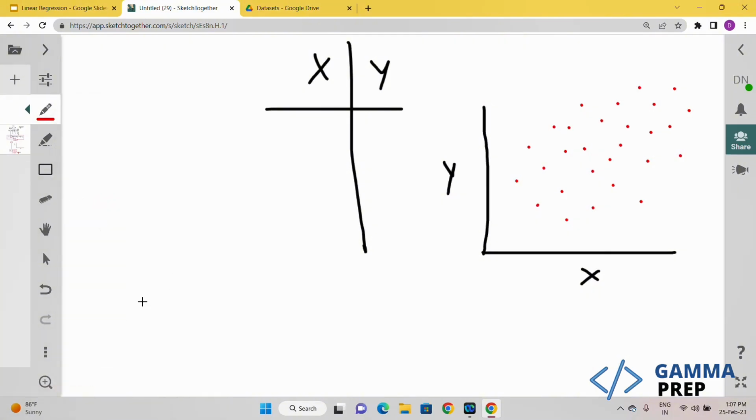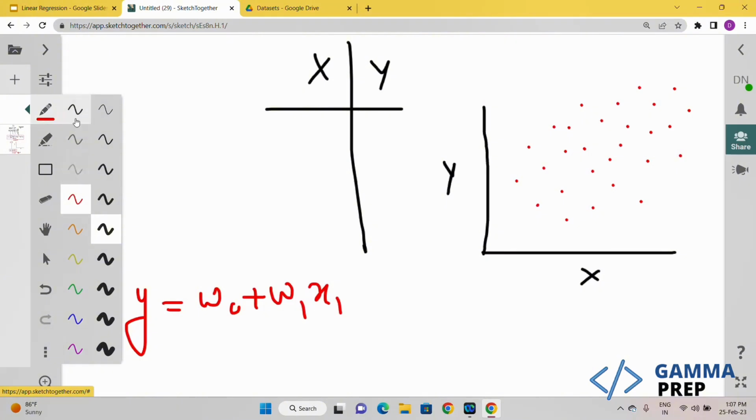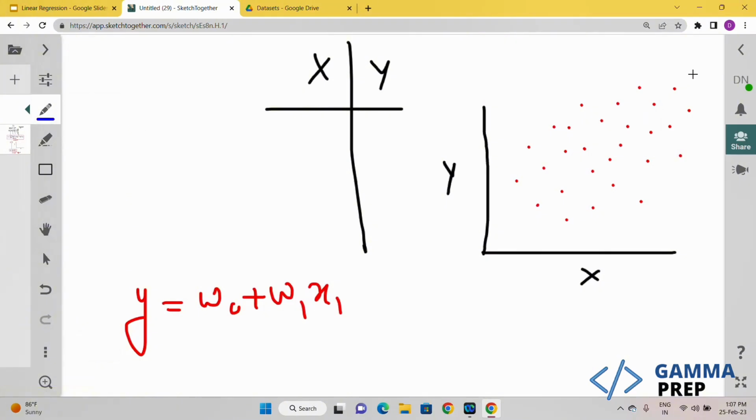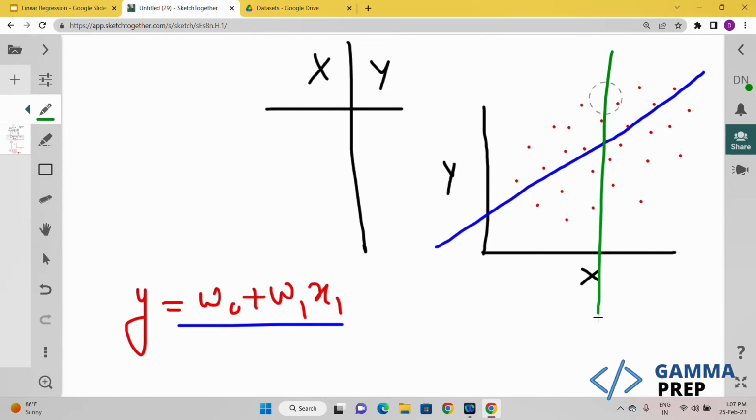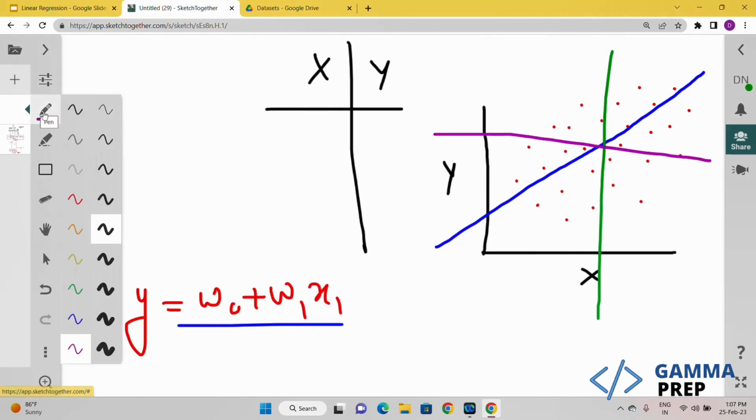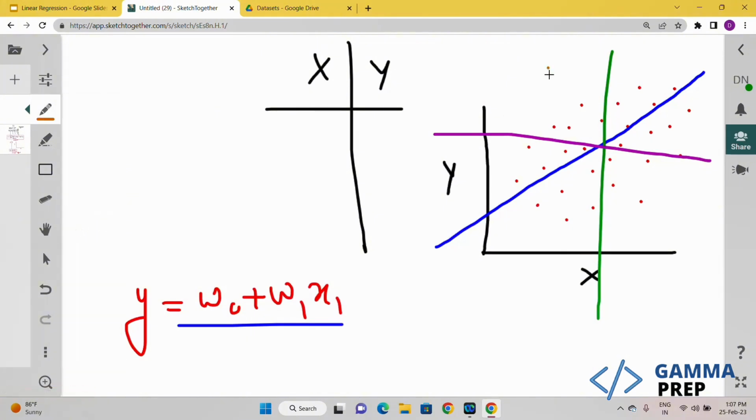Now, how will the model look? The model will look like y equals w0 plus w1 x1. Okay, this is how our model looks. Now, let's say this could be our model because this is a line, right? So this could be our model. This also could be our model. Our model could be this as well. Our model could be this as well.